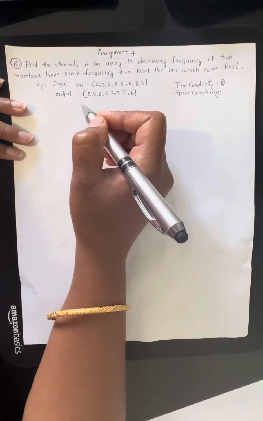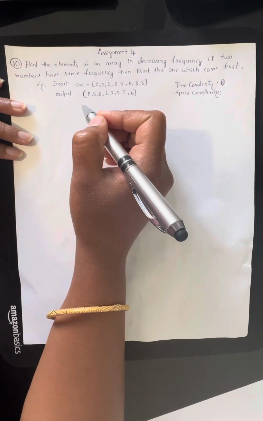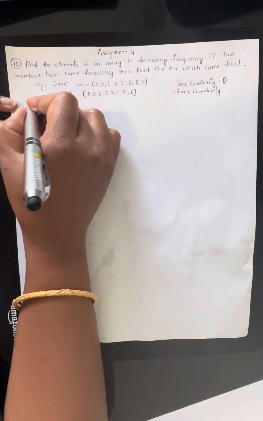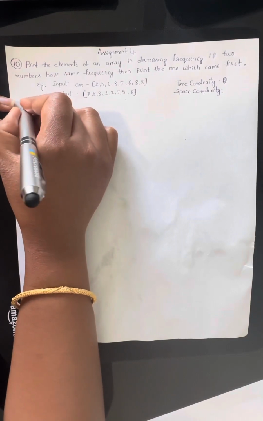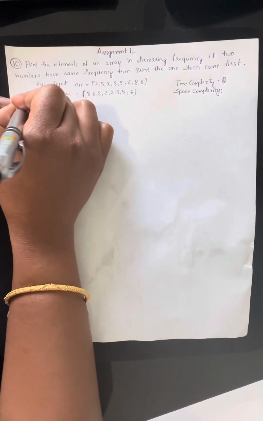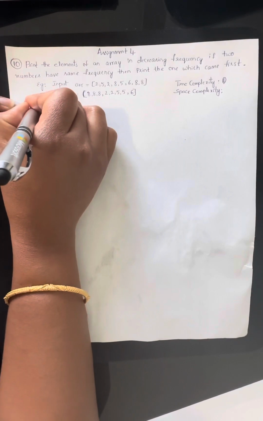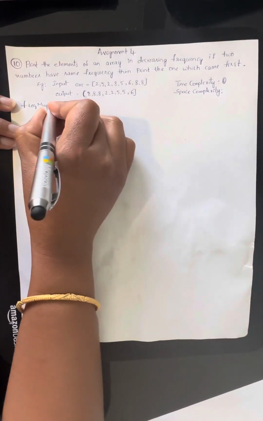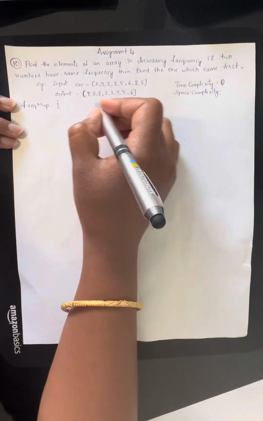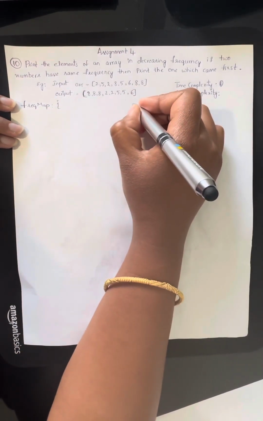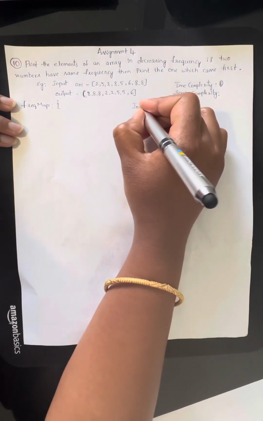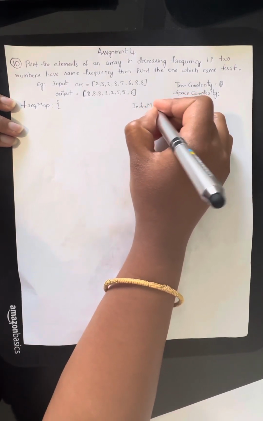To solve this problem I'm going to use two maps. Let's say one for storing the element and its frequency, and the other for storing the elements and their index. Let's call it the index map.